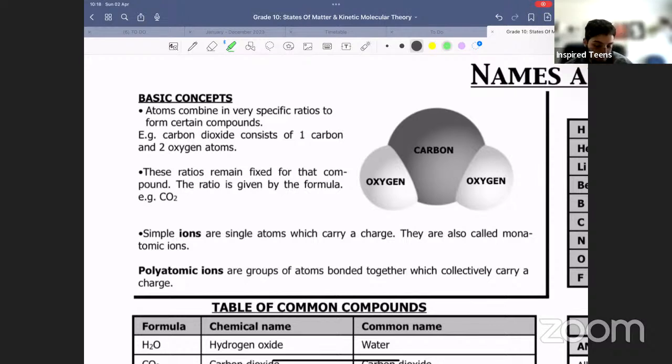So these ratios remain fixed for that compound. The ratio is given by that formula, CO2. Now, simple ions are single atoms which carry a charge. They are also called monatomic ions. Okay, so single charge ions. Let's do some examples. So these ratios remain fixed. So by the way, another example for this.